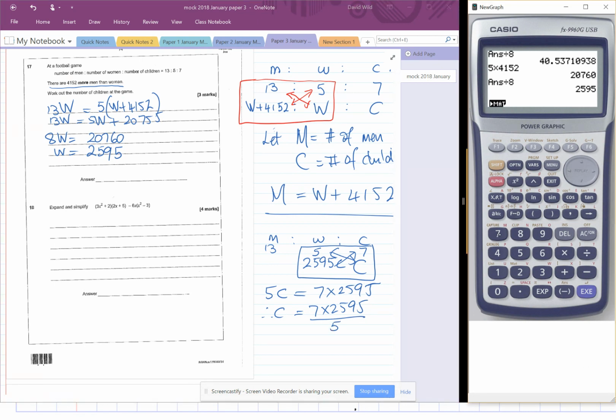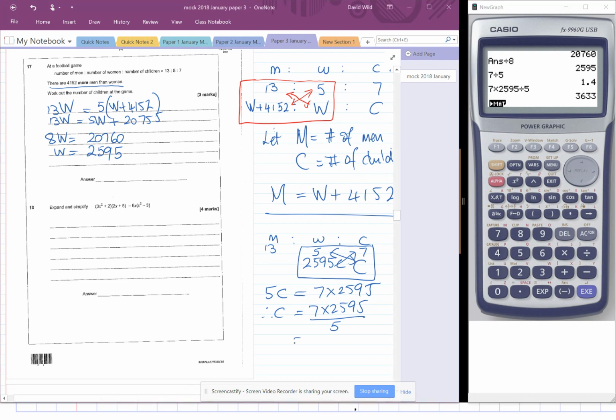So we're going to multiply that by 7, and then we're going to divide it by 5. We've done that wrong again. 7 times 2595 divided by 5 is 3633. And that's the number of children.